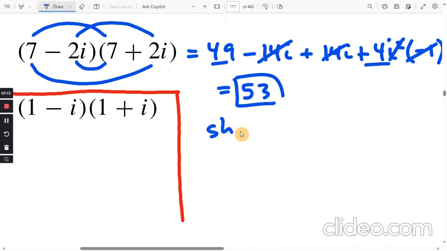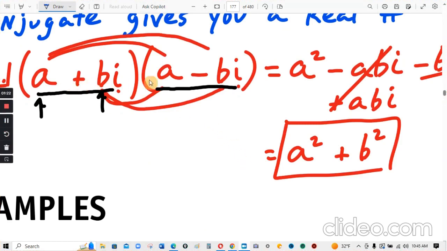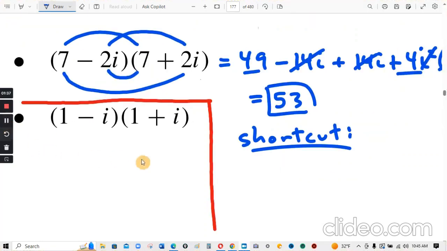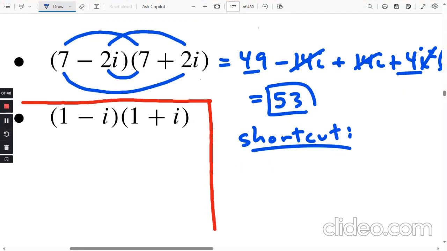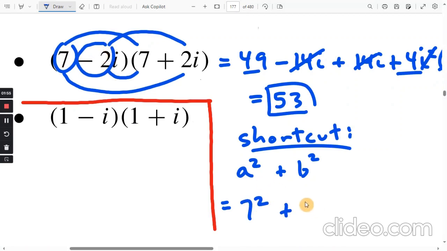Shortcut. Remember, we said before, when you multiply the binomial by its conjugate, the answer is just going to be a squared plus b squared. So a is the real number, and b is the coefficient in front of I, the imaginary number. So for the shortcut here, a squared plus b squared, that's going to be 7 squared plus negative 2 squared.